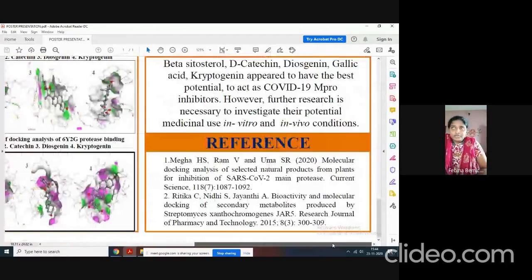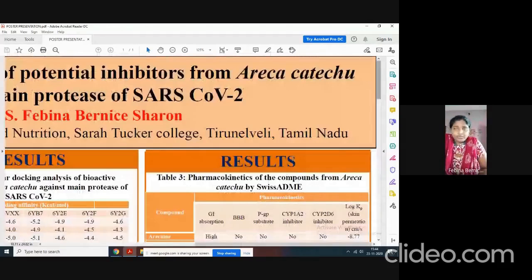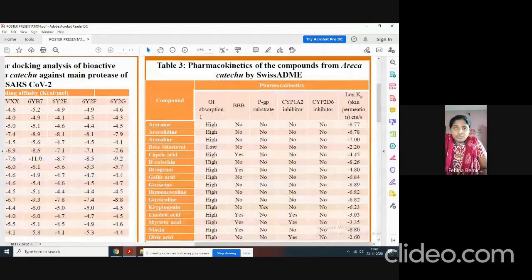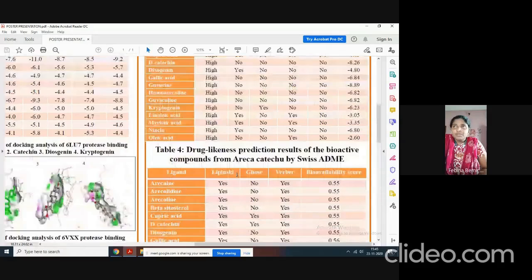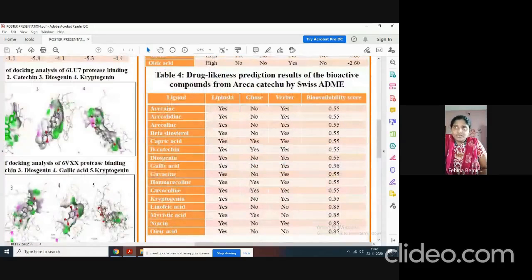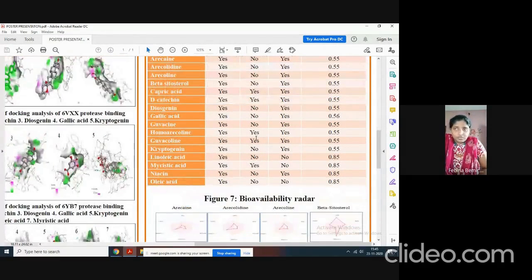This is the result of the pharmacokinetic study of the molecules. All the compounds have good gastrointestinal absorption, and some have the capacity to pass through the blood-brain barrier. Table 4 shows the drug-likeness prediction. All the compounds obeyed Lipinski and Veber rules, and some have one or two violations in the case of guvacoline.